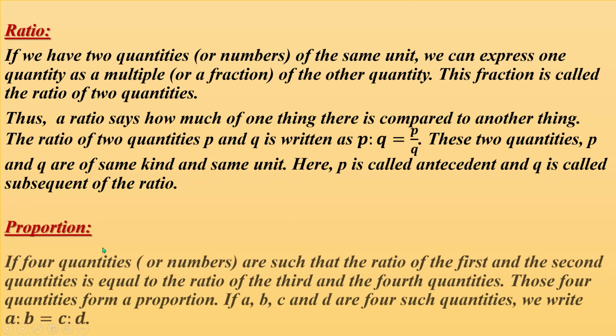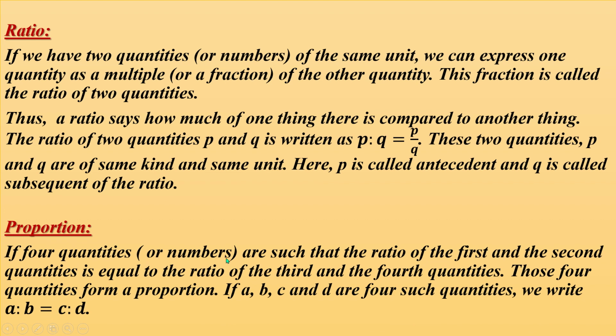Proportion. If four quantities or numbers are such that the ratio of the first and the second quantities is equal to the ratio of the third and the fourth quantities, those four quantities form a proportion. If A, B, C and D are four such quantities, we write A is to B equal to C is to D, or A ratio B equal to C ratio D.